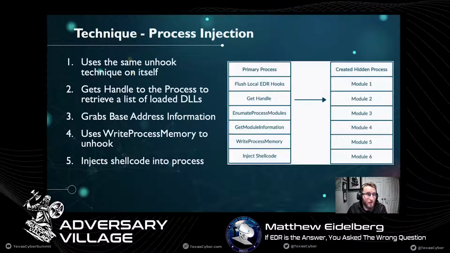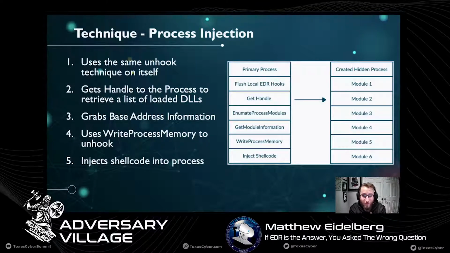Another technique is an old take on process injection. For the longest time, process injection was really easy to detect. However, using those same techniques we talked about, unhooking and using custom system calls, we can use them to our advantage to perform a new take on process injection by first unhooking our process, then getting a handle to a process to retrieve a list of DLLs.